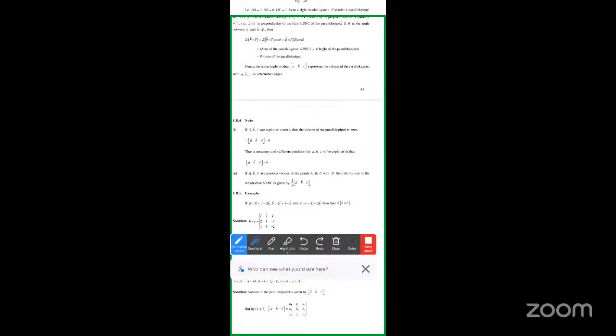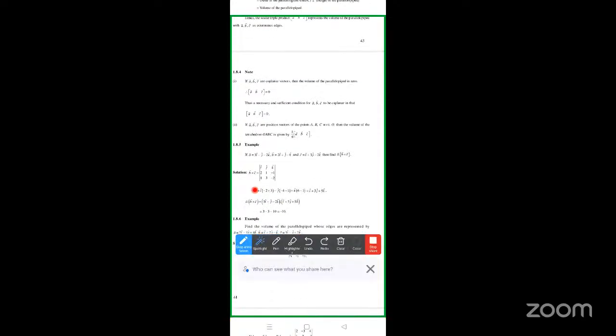So next note. If A, B, C are coplanar vectors, then the volume of the parallelepiped is zero. So the box product [A, B, C] is equal to 0. Thus, a necessary and sufficient condition for A bar, B bar, C bar to be coplanar is that box ABC is equal to 0. If A bar, B bar, C bar are position vectors of points A, B, C with respect to O, then the volume of the tetrahedron OABC is given by 1 by 6 into box ABC.